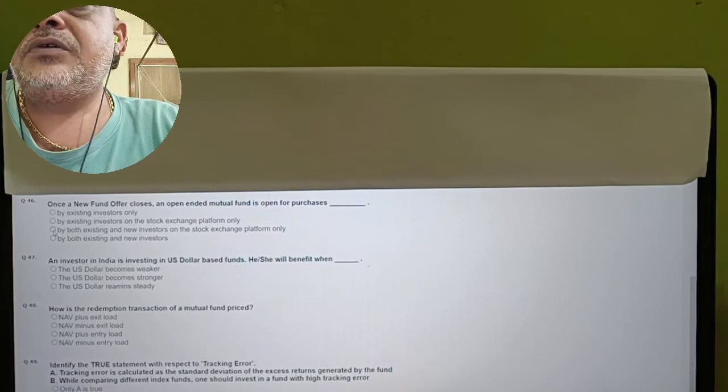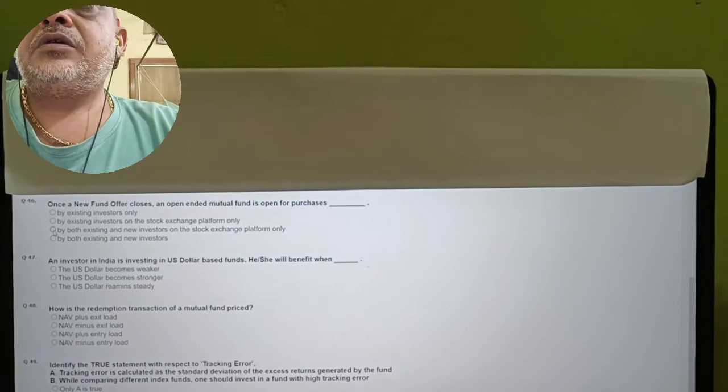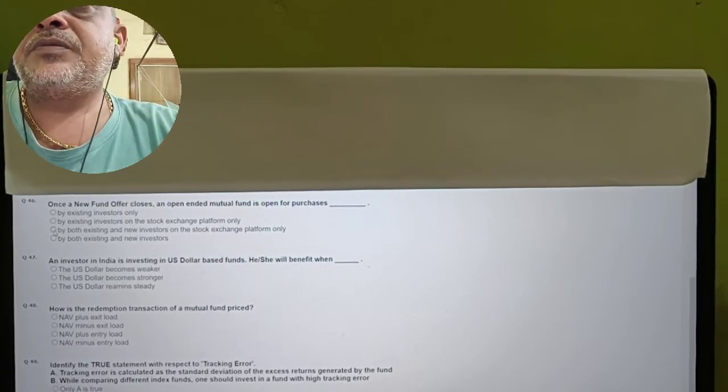Once a new fund offer closes, an open-ended mutual fund is open for purchase by existing and new investors.